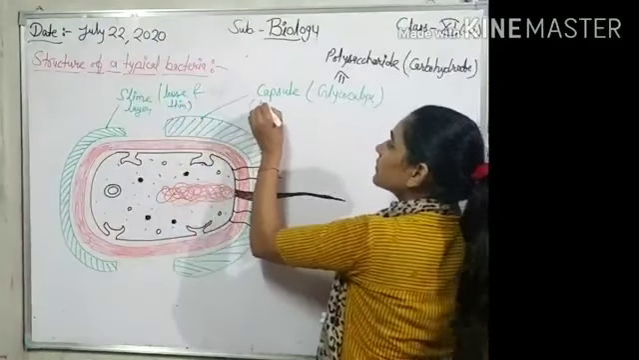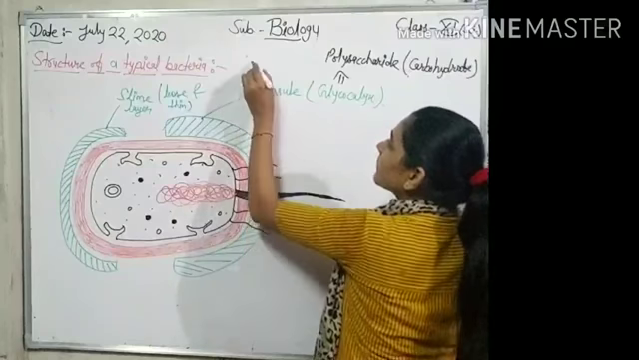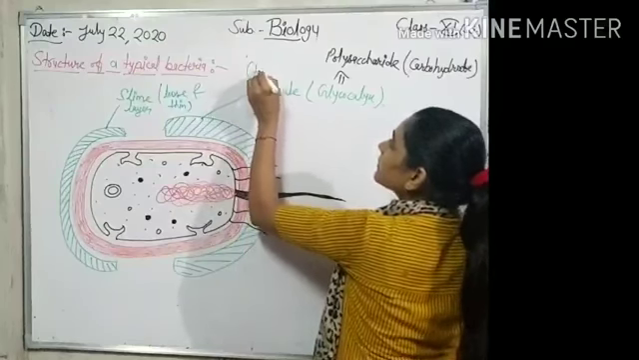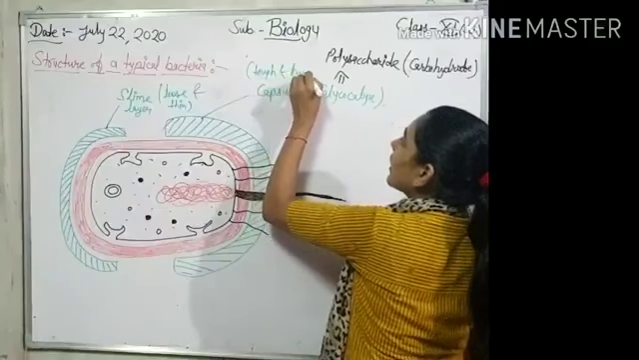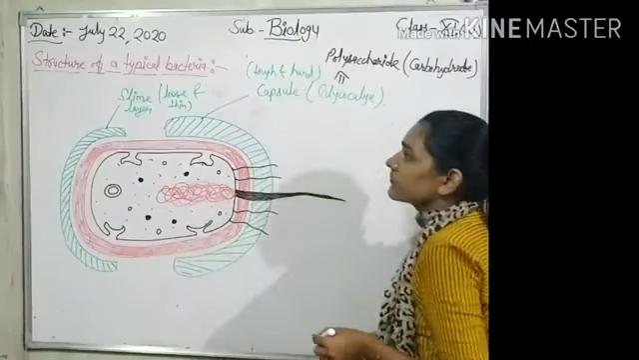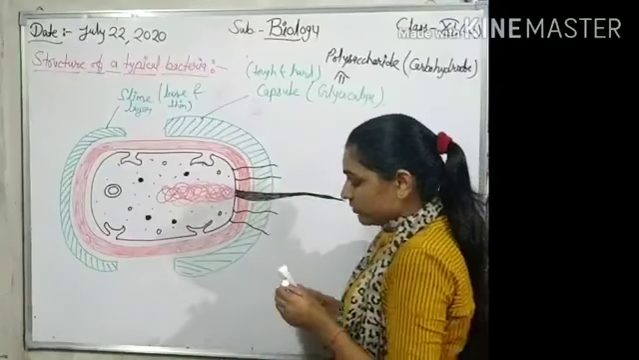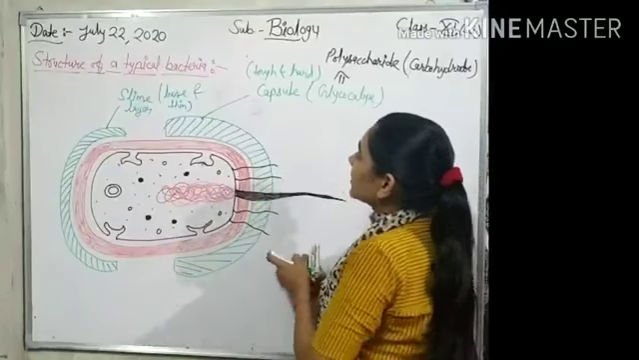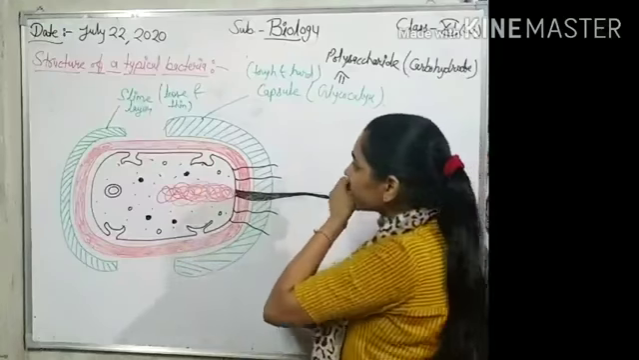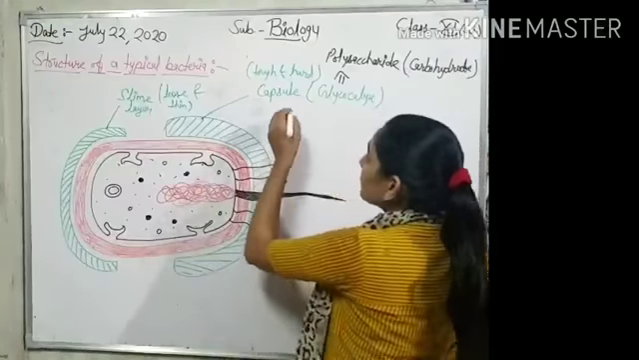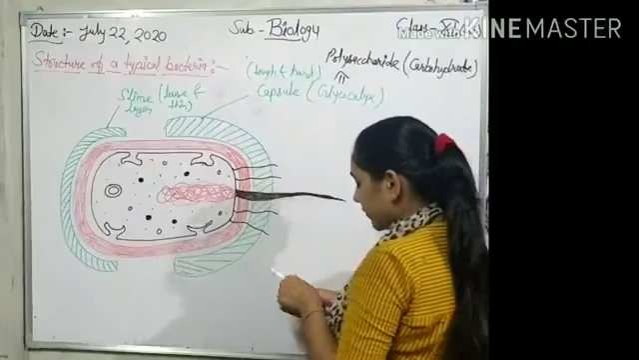Capsule is tough and hard. Both provide protection to the bacterial cell. So the capsule is known as the third protective covering.